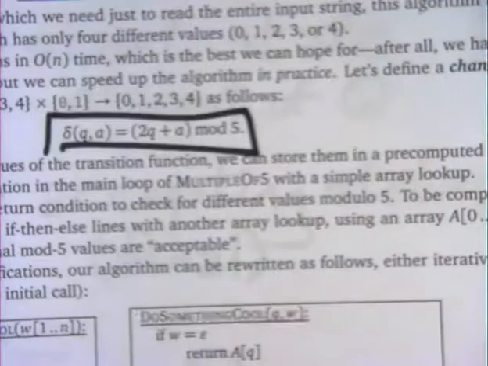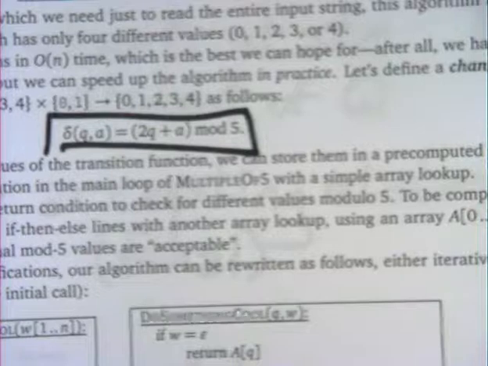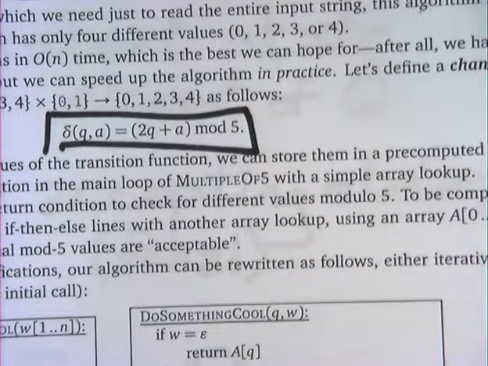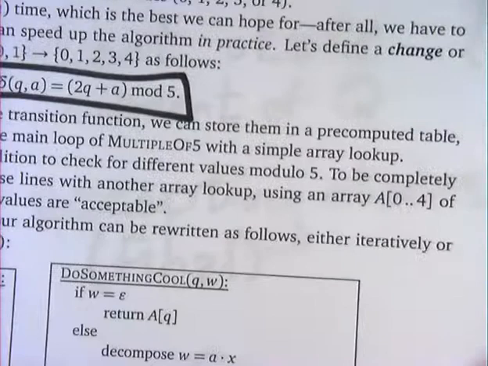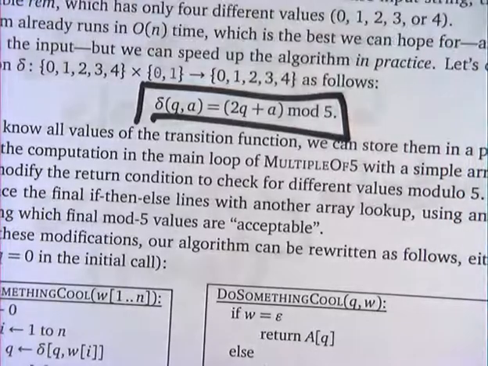Right? The transition function is a function. In this case, it's a nice, simple mathematical function. This way. Okay, there it is. Right? So that black box, together with the statement that the states are 0, 1, 2, 3, and 4, the start state is 0, and the accepting state is 0, describes the finite state machine completely. Okay?